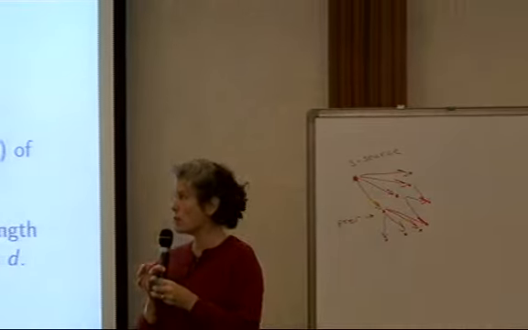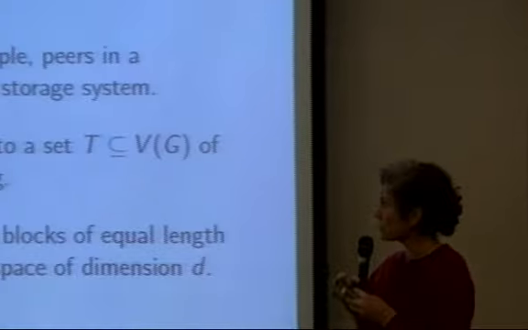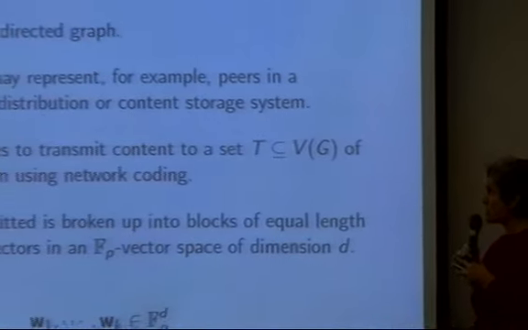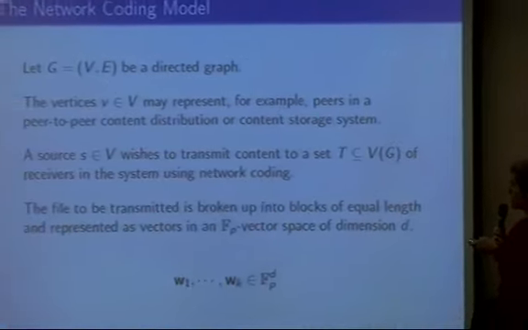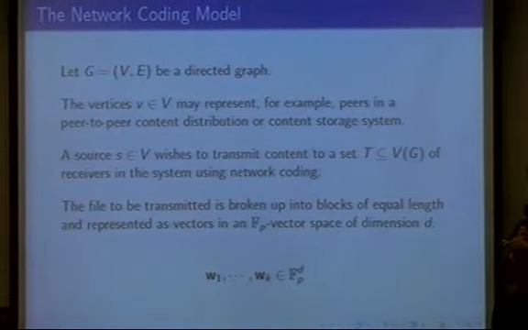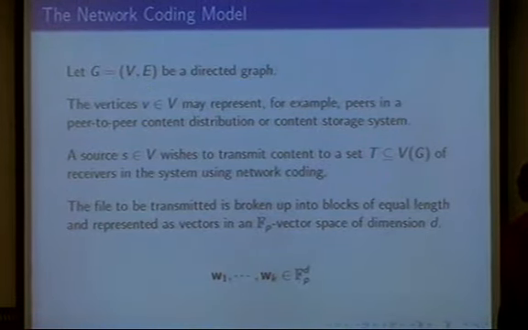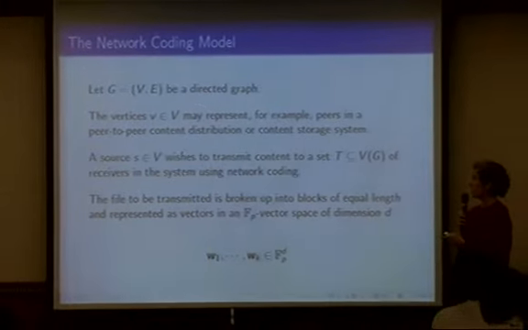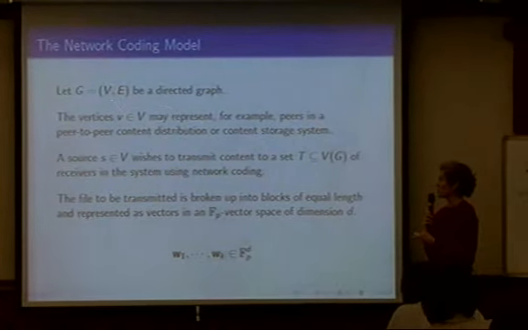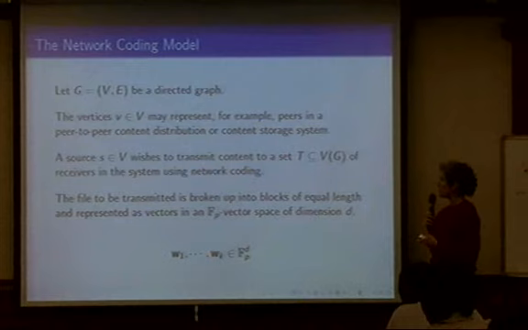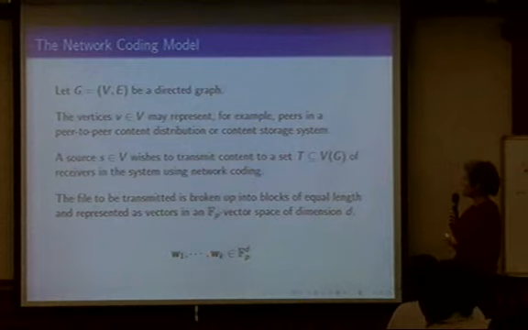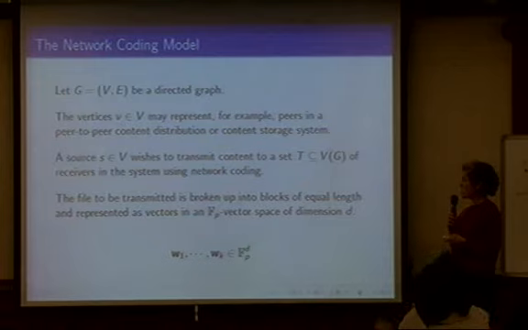So I'm going to tell you the network coding model in the language of graphs. I'm going to let G be a graph where V is the set of vertices. So these are the peers in our network. And E are the edges between the peers that exist. The V represent the peers in the system. And the source S is the one transmitting the content to some set of the peers.